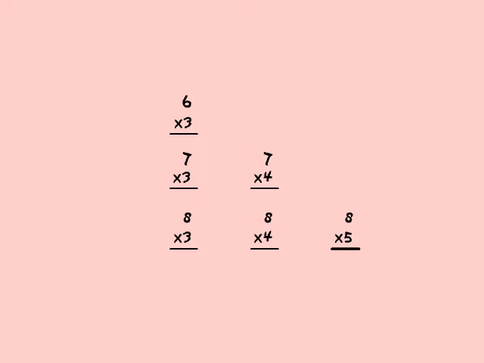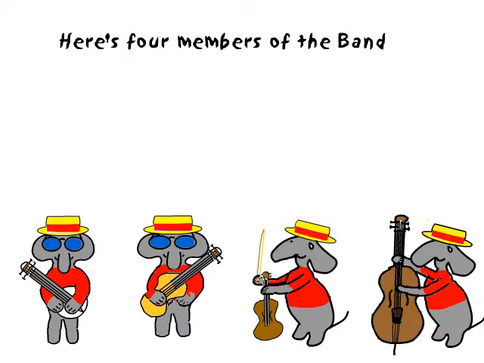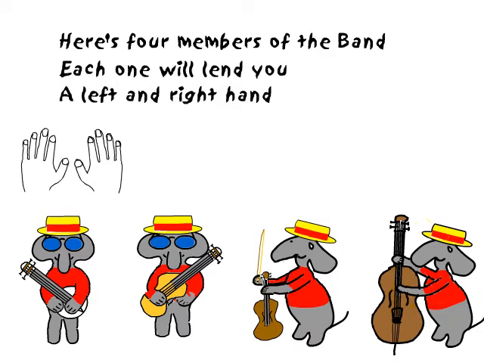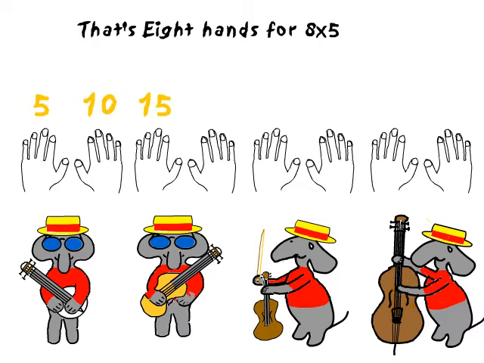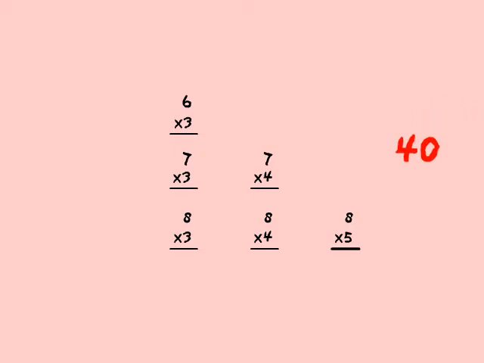Now there's 8 times 5. I think it's time for the square dance band. Here's 4 members of the band. Each one will lend you a left and right hand. That's 8 hands for 8 times 5. 5, 10, 15, 20, 25, 30, 35, 40. 8 times 5 is 40. You'll remember that, and that is why we can cross it off and say goodbye.